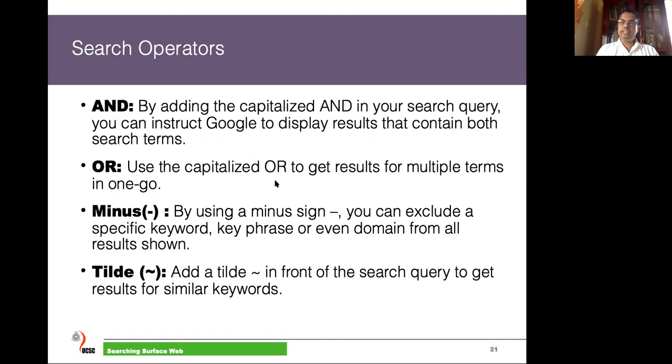So in addition to these three basic operators, there are several others. One is AND. I said Google uses OR by default when you type several words. If you want to use AND, you have to put a capital AND in between the words. Then Google returns the pages that contain both words.